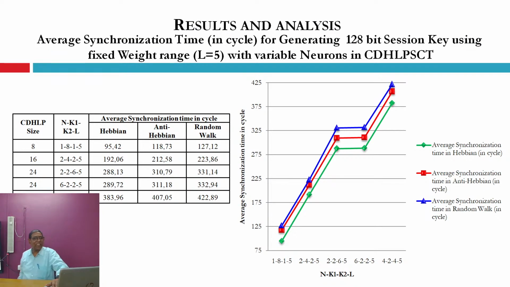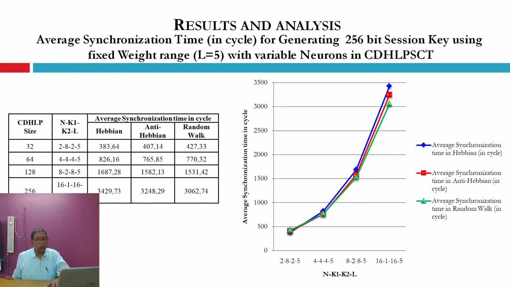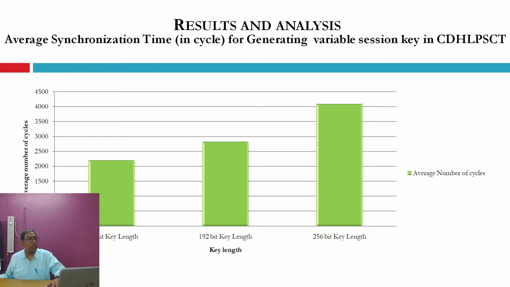And again the same thing, if you go for the 128-bit key, then definitely here you see Hebbian rule, then for 192-bit you have the anti-Hebbian, and for 256-bit it is random walk. So for the tuning, random walk for the high key length or larger key length is always good.